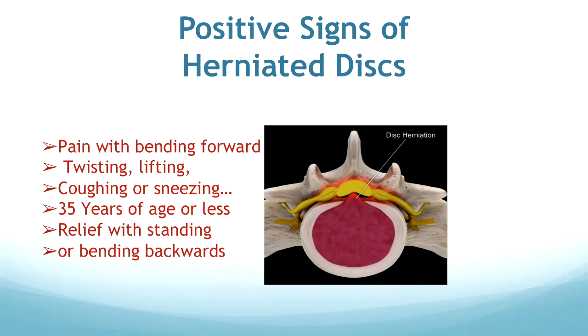People that have pain when bending forward, or with twisting or lifting, sometimes coughing or sneezing, those are certain characteristics that we look for in people that have disc herniations. Oftentimes it's people 35 years of age or younger that have herniated discs, because that's when those discs are more pliable and more moldable and move around. Oftentimes we'll see relief with standing or bending backwards. We'll often get pain relief.